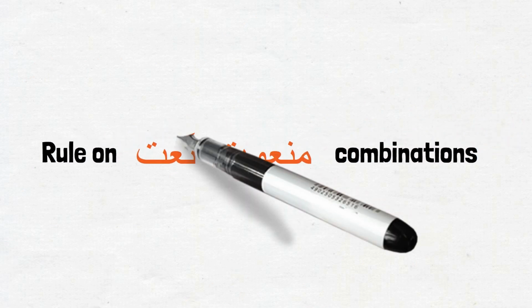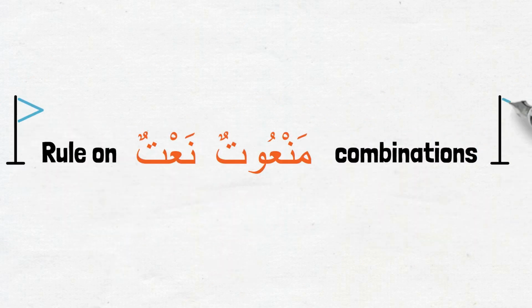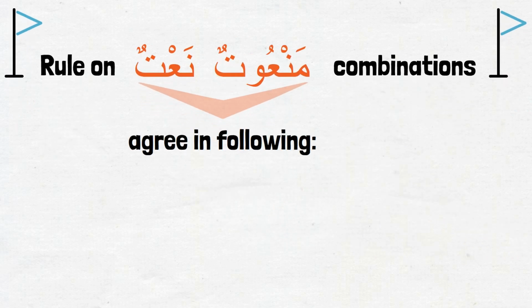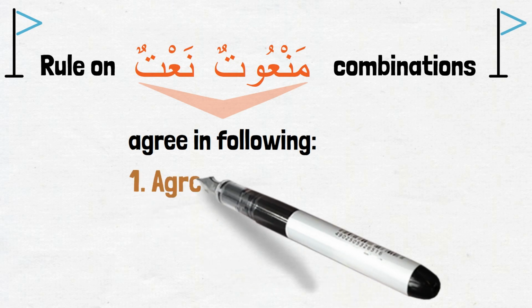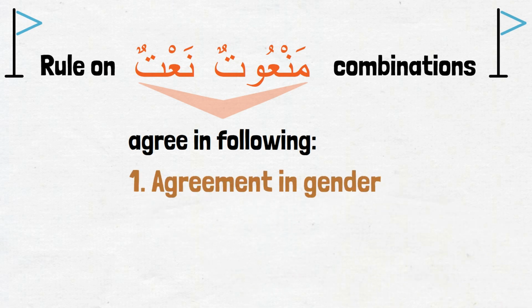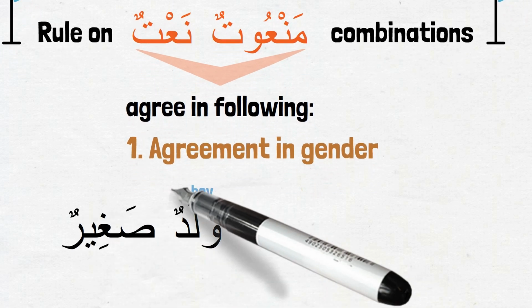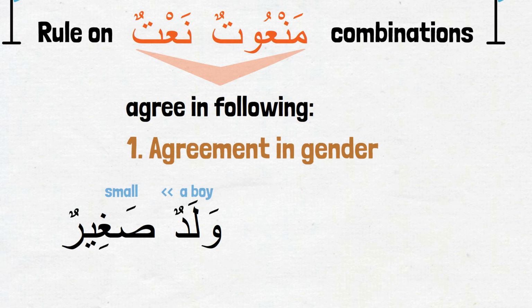Here is a quick rule about na'at and man'ut combinations. In Arabic, na'at and man'ut agree in following matters. First, na'at wa man'ut agree in gender. In other words, the na'at of the mudhakkar man'ut is also mudhakkar. And the na'at of the mu'annath man'ut is also mu'annath. For example, waladun saghirun, a small boy. Here, saghirun is na'at, and waladun is man'ut.